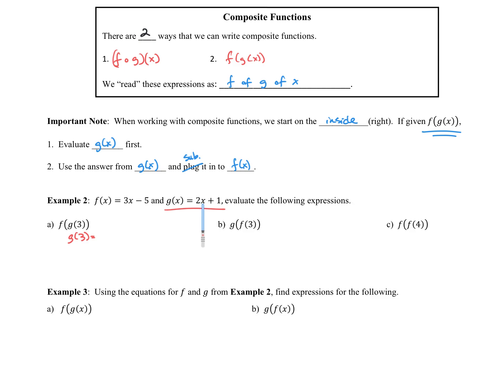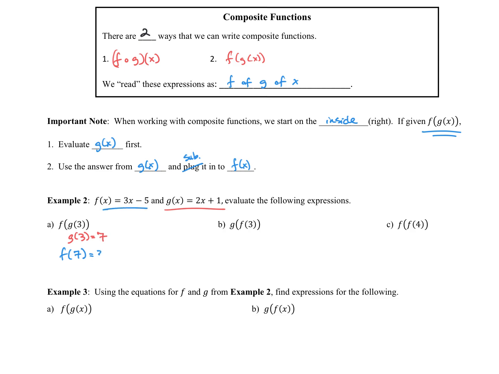2 times 3 is 6 plus 1 is 7. So g of 3 is 7. And so from there, I need to find f of 7. All right? Because g of 3 is equal to 7, so now I need to find f of 7. So now I substitute in 7 in for x in this one.